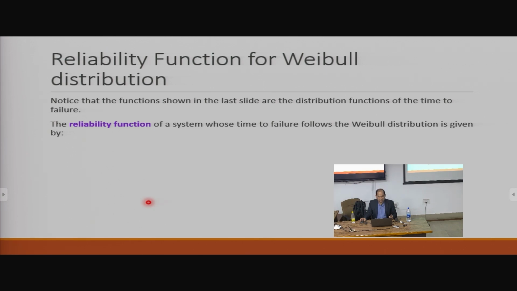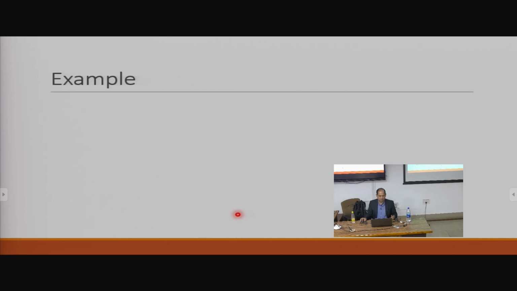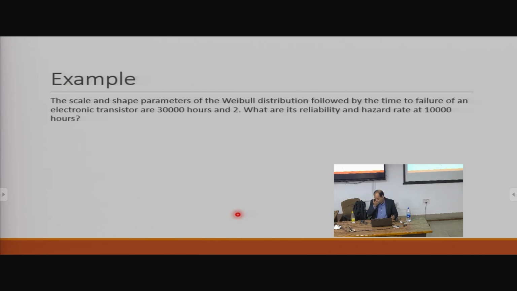So there you go. The reliability function of a system whose time to failure follows a Weibull distribution is given by this. Pretty interesting distribution to know. And the hazard rate is given here, okay? You can just get that using the expression I showed earlier. So, again, nothing too difficult here, but just some things to know if you want to work in reliability engineering.